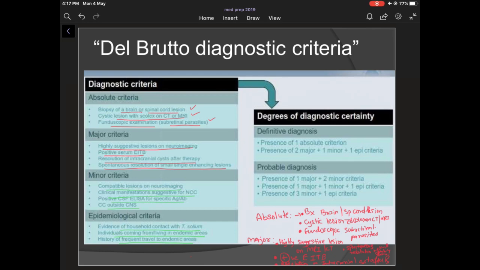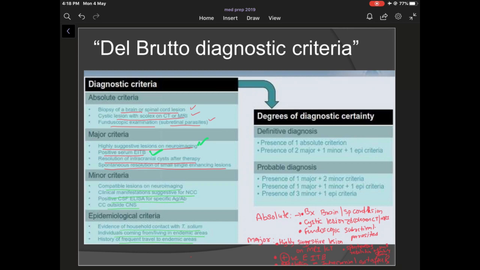In the major criteria, we have 4 things. Firstly, highly suggestive lesions on neuroimaging. Then we have positive serum electroimmunotransfer blot testing. Then we have resolution of intracranial cysts after therapy, and spontaneous resolution of small single enhancing lesions. In the minor criteria, we have compatible lesions on neuroimaging. See, in major criteria we have highly suggestive lesions on neuroimaging, but in minor criteria we have compatible lesions on neuroimaging, which look like they are neurocysticercosis, but we are not sure. That is why it is a minor criterion.